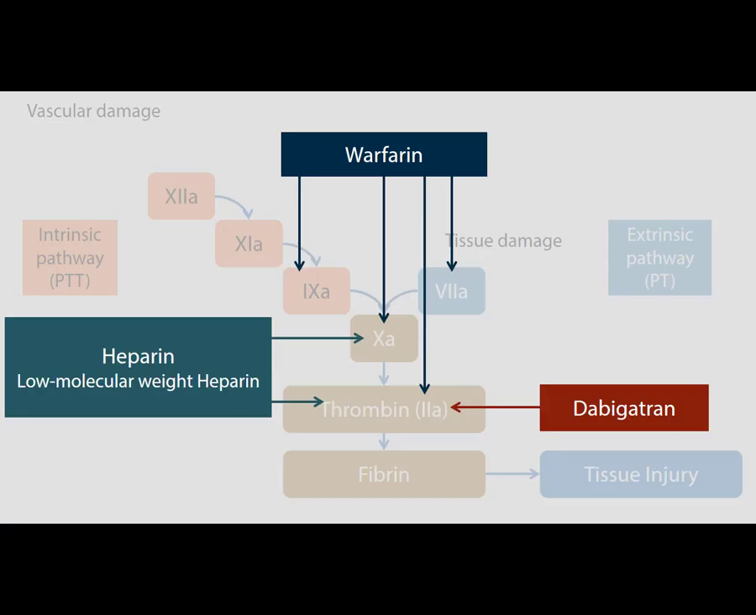So warfarin, we see, is going to work on 9A, 10A, 7A, and then eventually thrombin 2A. Dabigatran goes right to 2A, and heparin and low molecular weight heparin act on 10A and thrombin 2A. So when we're looking at these, we're going to start linking all the pathways together, and we see the common middle, where factor 10A, or Xa in the Roman numerals, links both pathways together and becomes an efficient way to stop coagulation.